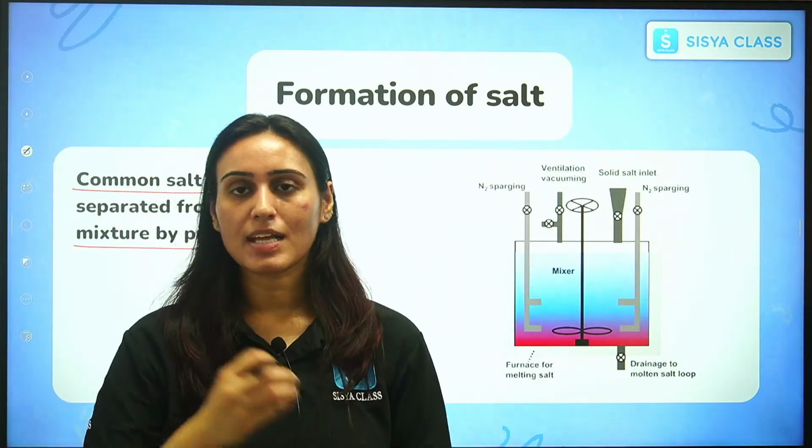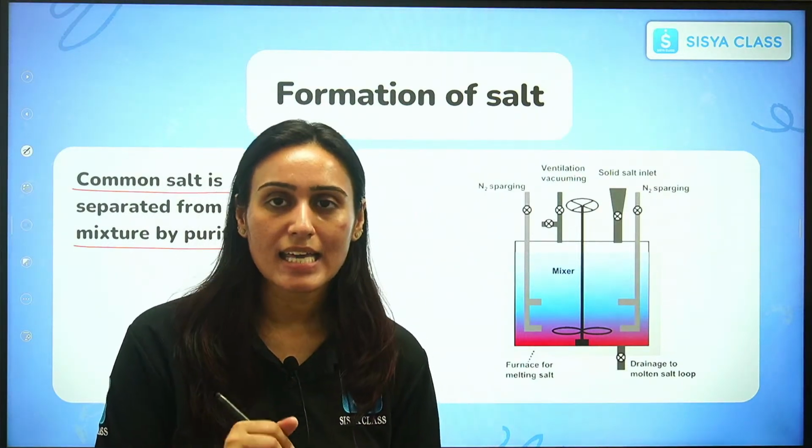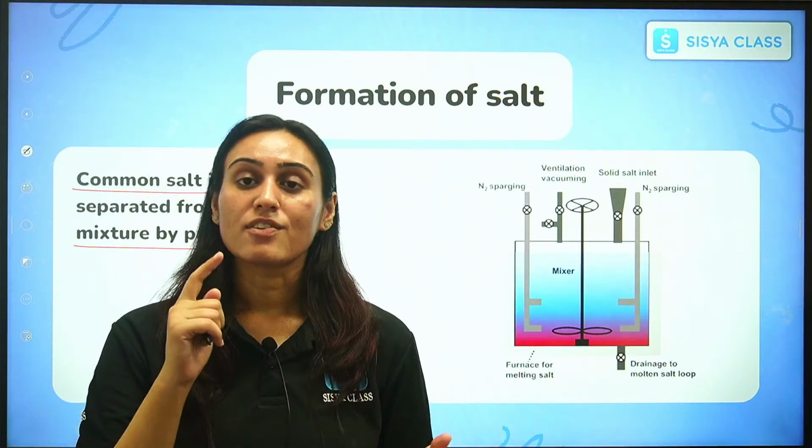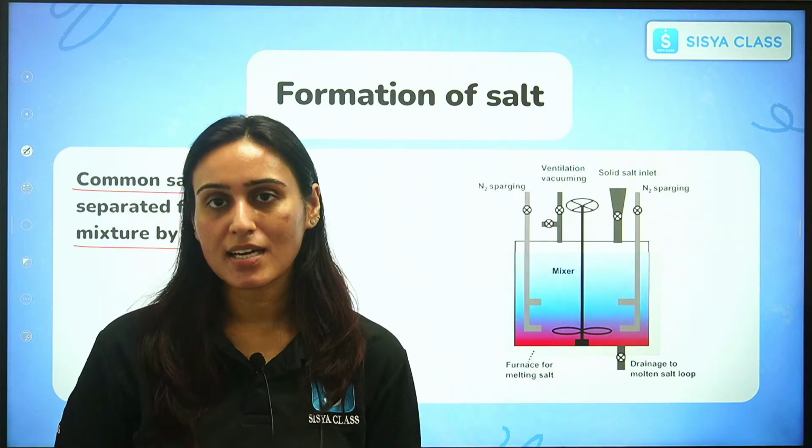Manually you are separating out the unwanted material. What is the principle used there? Difference in size, difference in color, difference in shape. This was the idea behind hand picking.